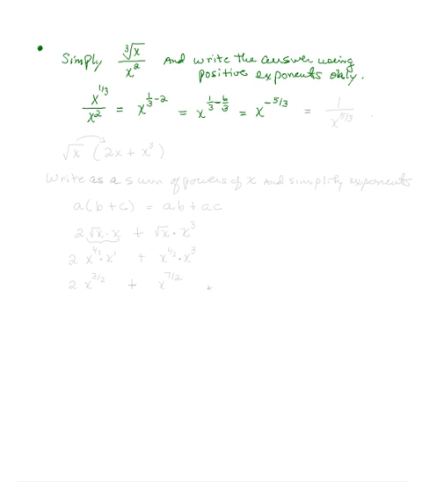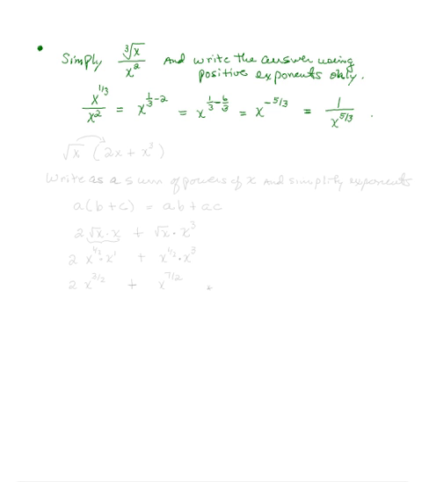However, there's one other thing we're supposed to do. It says leave the answer with positive exponents only. So we can't stop here because our exponent is negative on x. And so then we have to take one more step and remember the law of exponents. Whenever you have a negative exponent, that's 1 over x with the positive of that exponent. So negative 5/3 you write as 5/3 when you write it in the denominator. So x to the negative 5/3 is 1 divided by x to the 5/3.